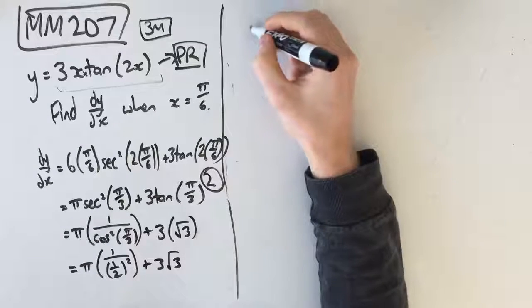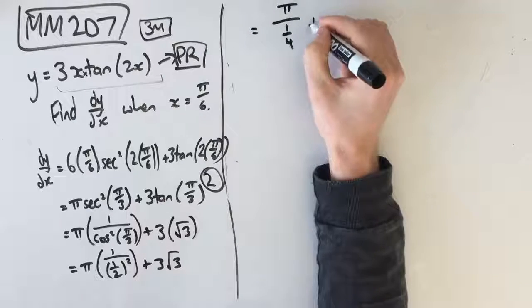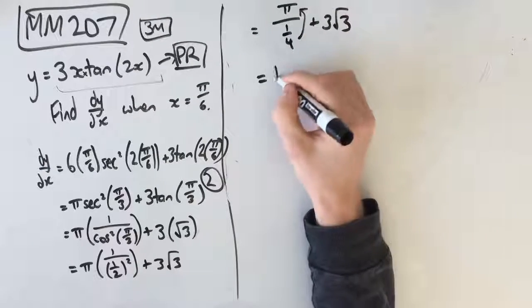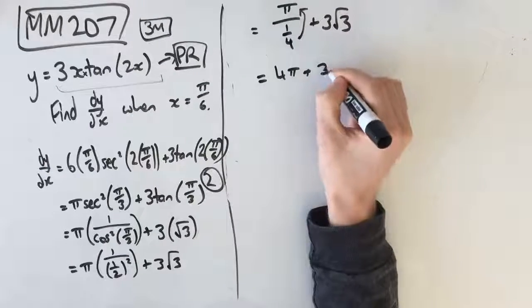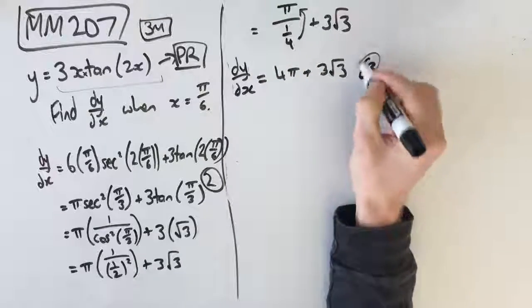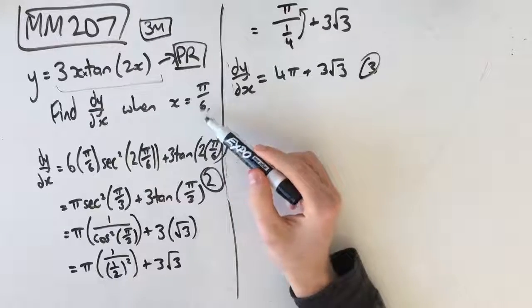Sweet. So from here, we can just keep evaluating that. We get pi over 1/4 plus 3 root 3. This 4 comes up here to multiply by that, and we get 4 pi plus 3 root 3. So that's our third and final mark, guys. dy/dx equals 4 pi plus 3 root 3 when x equals pi on 6.